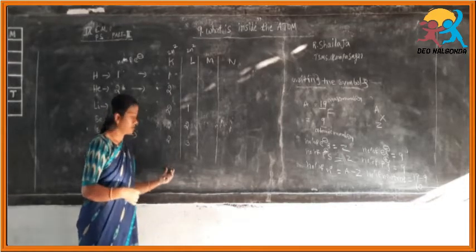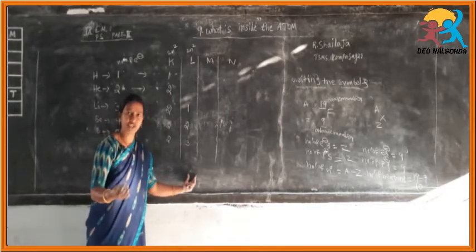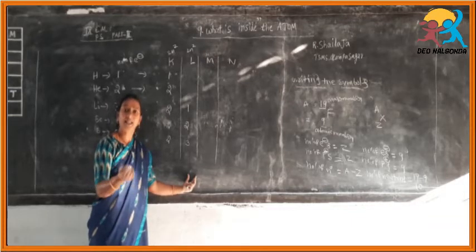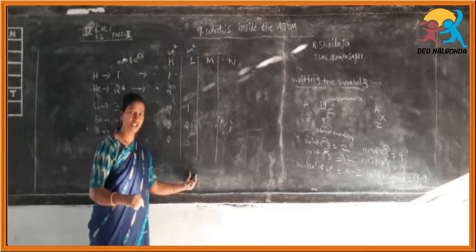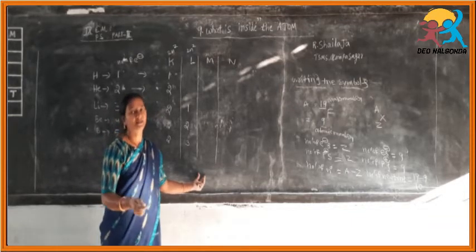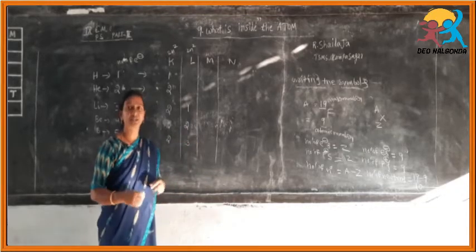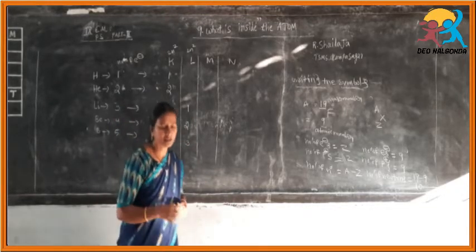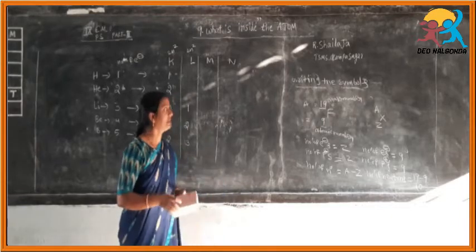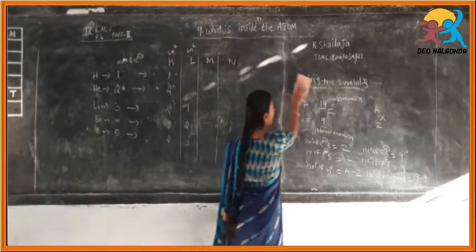After the K shell has 2 electrons and the L shell has 8 electrons, the next electron, the 9th, enters the M shell. The maximum number of electrons we can fill in the M shell is 18. This is how we distribute the electrons in the shells.